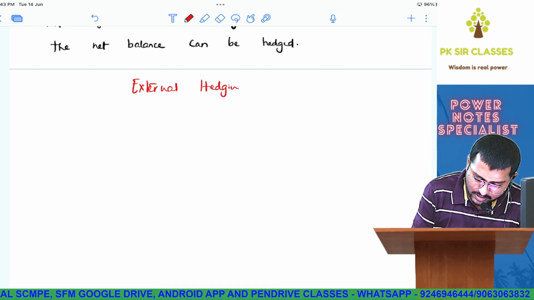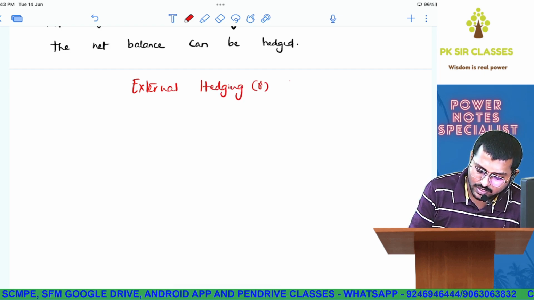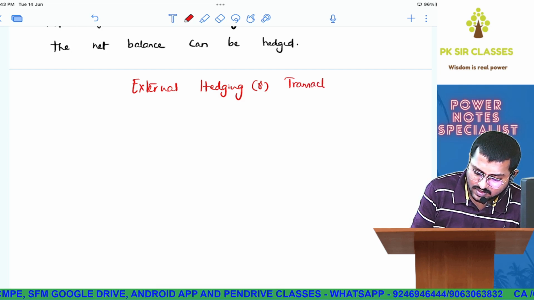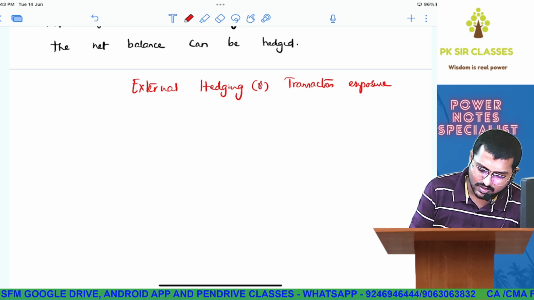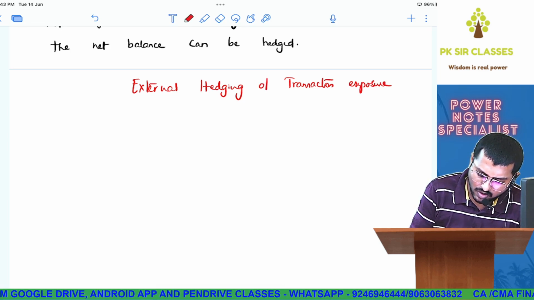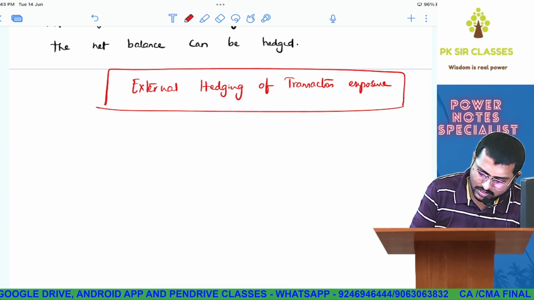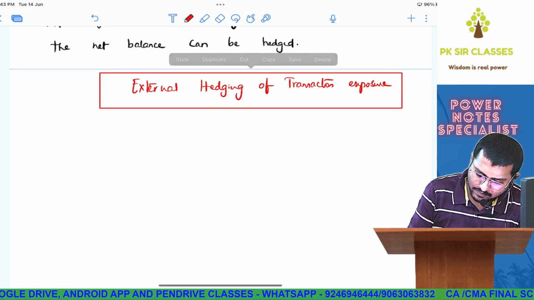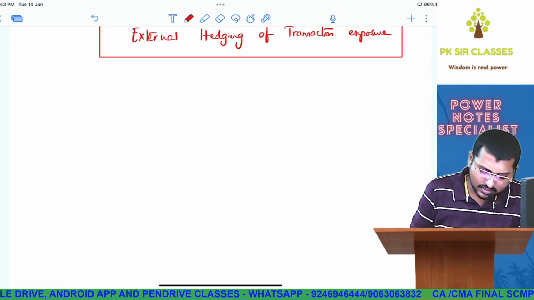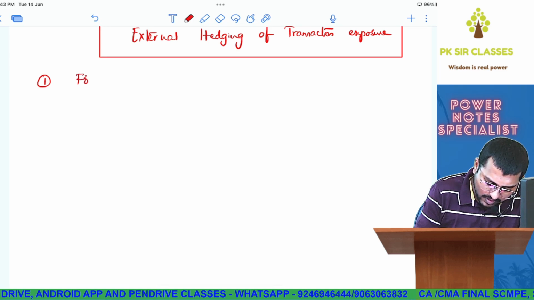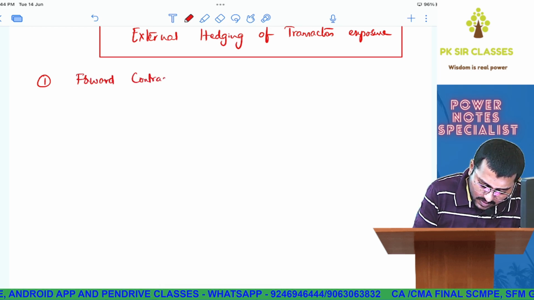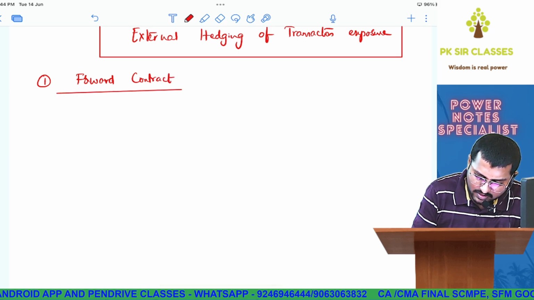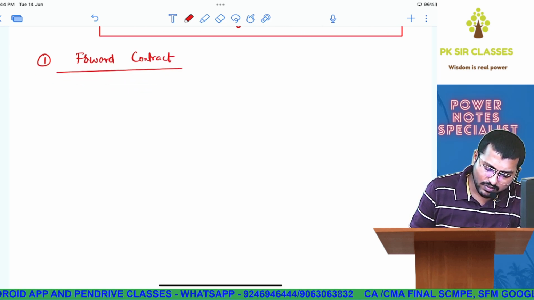External hedging. Or we can also call it as what, Nana? Transaction exposure. Sorry. External hedge of transaction exposure. Right. In this, what is the first one we have? Forward contract. We'll not be discussing much here because we already know. Just be writing. In forward contract, what do?